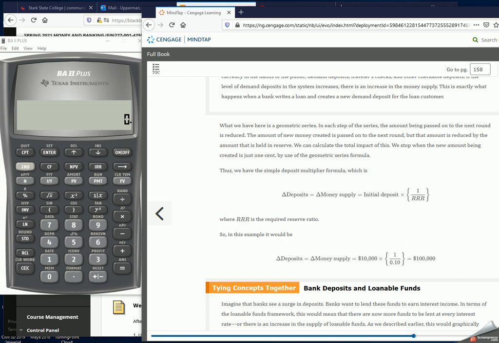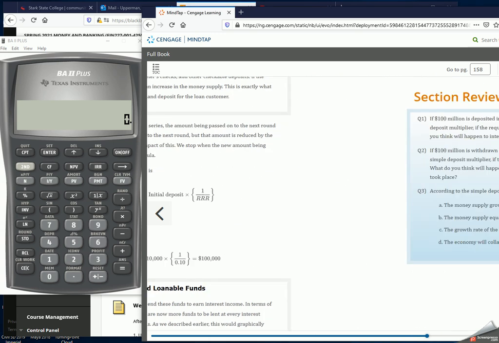Assuming that nobody takes the money and buries it in a can in their backyard, and it keeps moving through the banking system, a deposit of $10,000 can create $100,000 of new money. How that's calculated is 1 divided by the 10%, or 0.1, gives us 10. So 10 times that initial deposit means we've created $100,000 of new money.